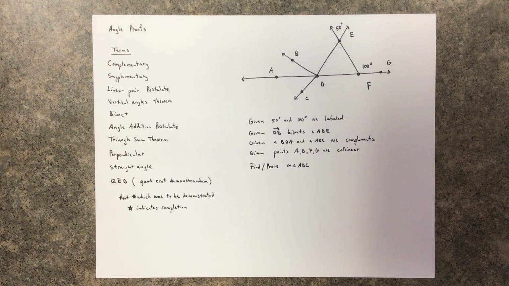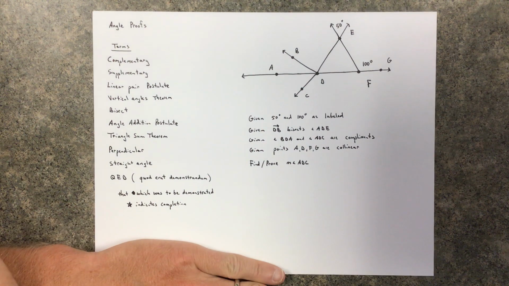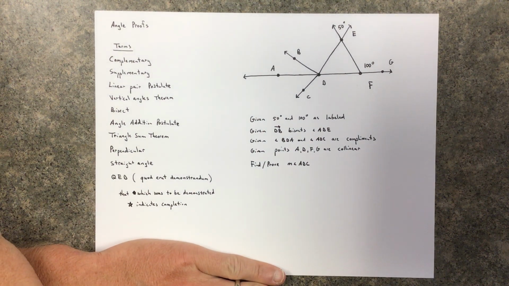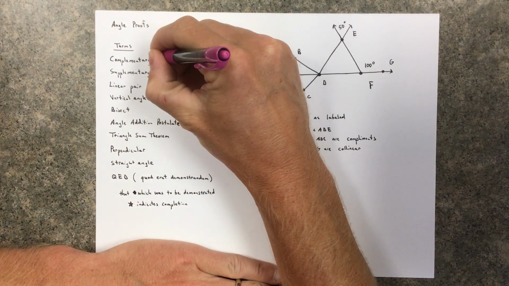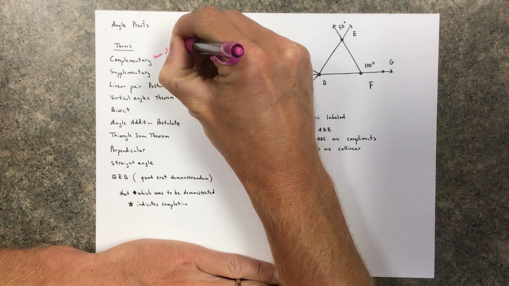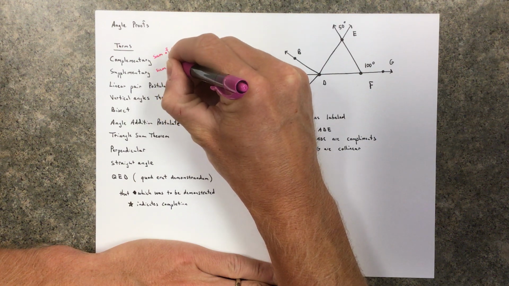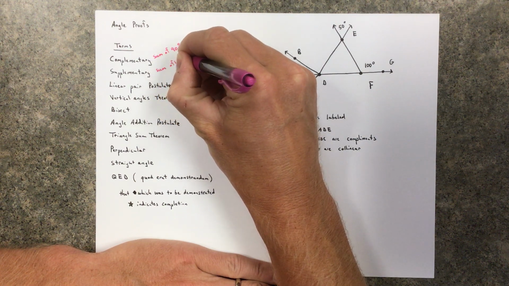All right, this video is going to be about angle proofs, and I think the first thing we want to look at are all the different terms and kind of what they mean. A lot of these things were discussed in the previous unit, or maybe all of them. If I tell you that two angles are complementary, that means they have a sum of 90 degrees. I'm going to use that term. Supplementary, right? A sum of 180 degrees.